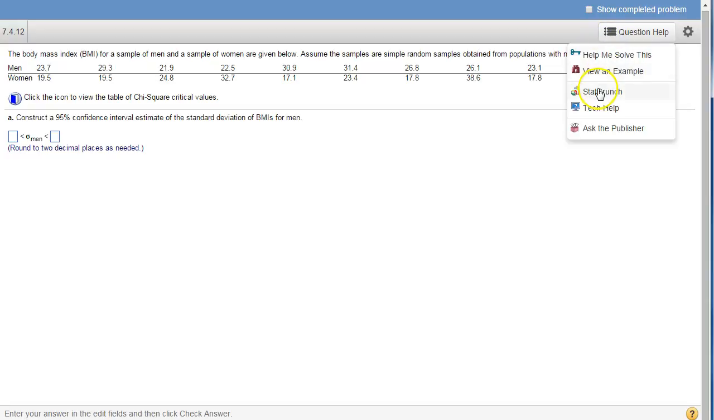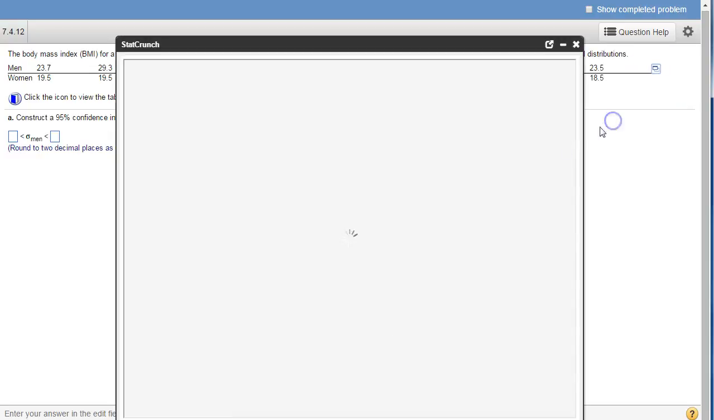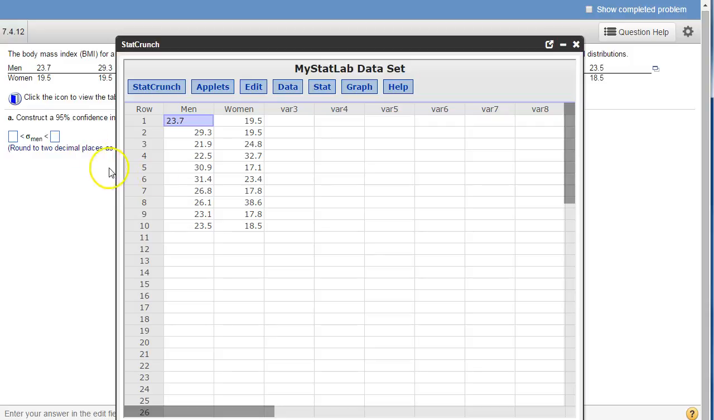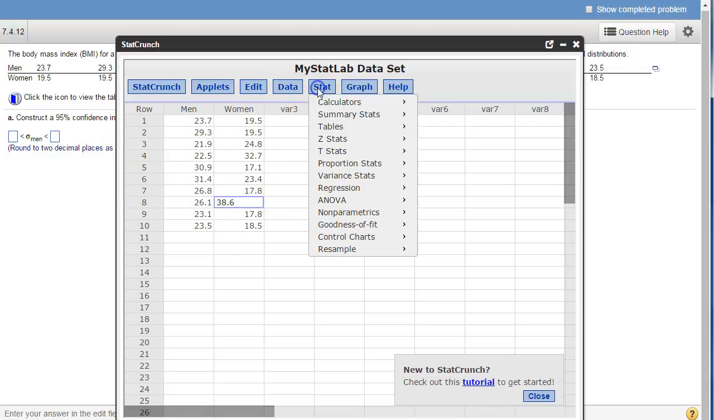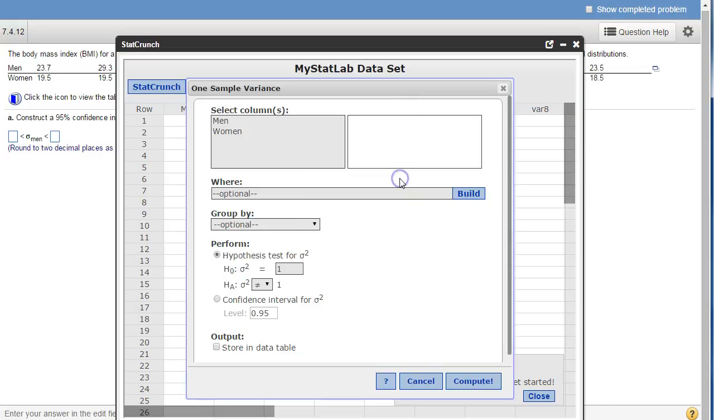You don't want to go up here and click StatCrunch. You want to use it with this little box. Remember, this box will open up StatCrunch as well, and it'll go ahead and populate all the data in there for you. So there's all our data. Now we're going to go to Stat, Variance Stats. Remember, we have to use variance, which is the square of the standard deviation. And we're going to say one sample with data.